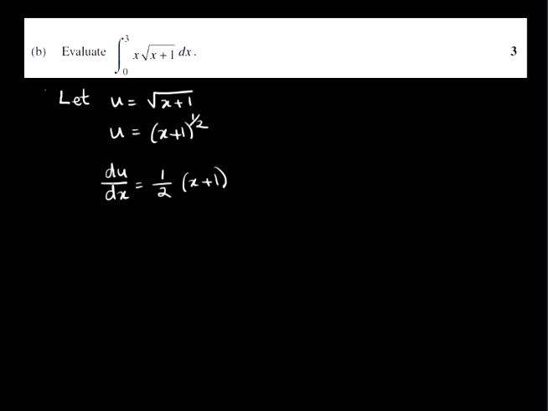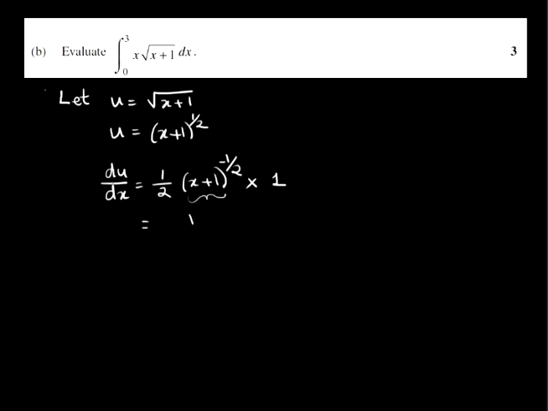Okay, so question 1b asks us to evaluate this integral. I'm going to begin by introducing a variable u, and I'm going to let u equal the square root of x plus 1. That could be written as (x + 1) in brackets to the power of half, and du/dx is given by half (x + 1) to the power of negative half multiplied by the derivative of what's inside the brackets, which is x plus 1, and the derivative is 1.